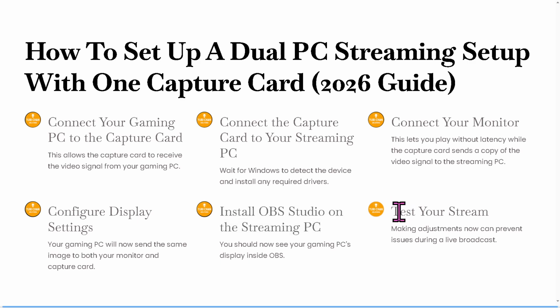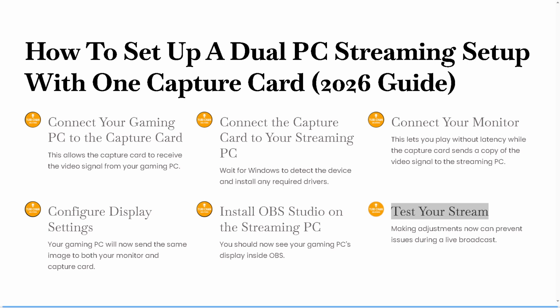Now, finally, you need to test your stream. This step is the final but the most important part. Before going live, record a local test video, check the audio quality, verify video smoothness, and watch for any frame drops. Confirm microphone levels are balanced, and making adjustments now can prevent issues during a live broadcast.